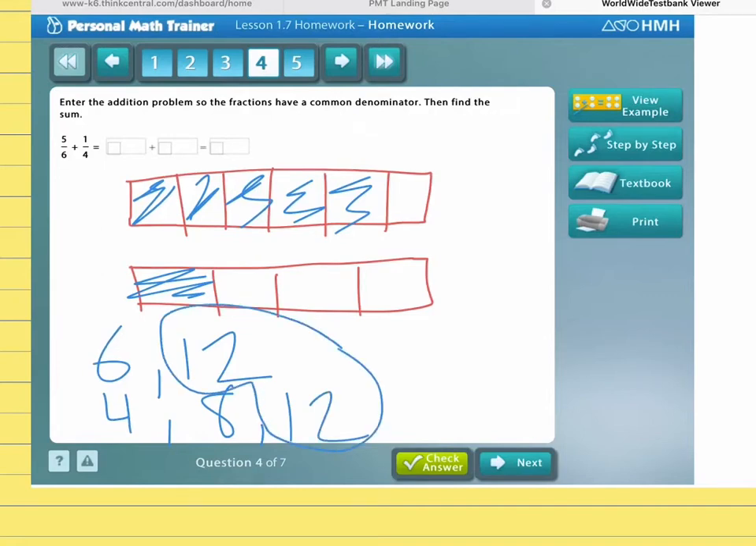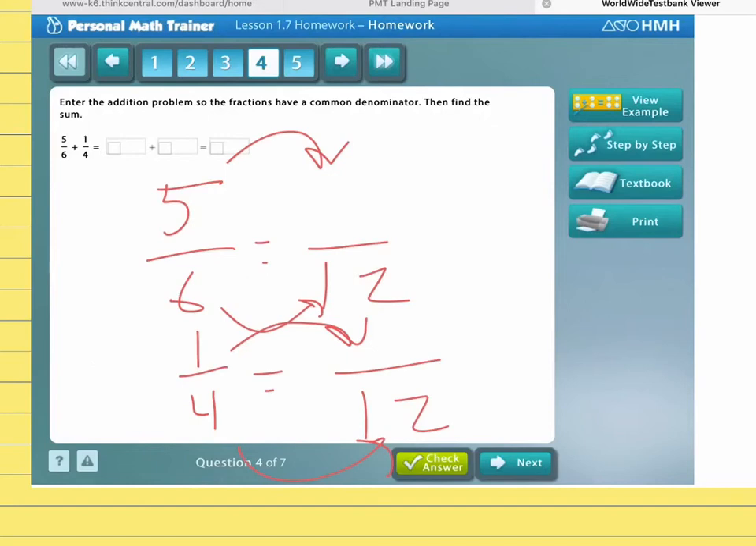So I need to change each of these fractions into an equivalent fraction with a denominator of 12. Looking at this, to get from sixths into twelfths, I need to multiply by 2. What you do to the bottom, you do to the top. Equivalent fractions, you can't stop. So that's 10/12. This is times 3 times 3. Make sure you are drawing your arrows because that helps you stay focused.